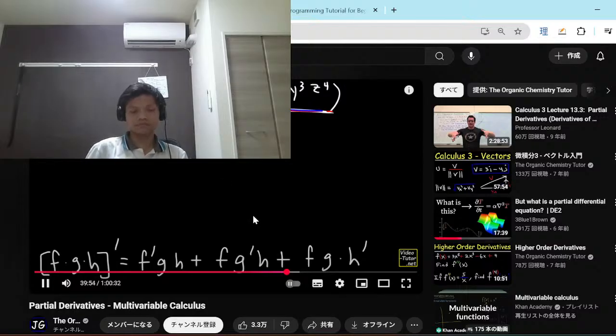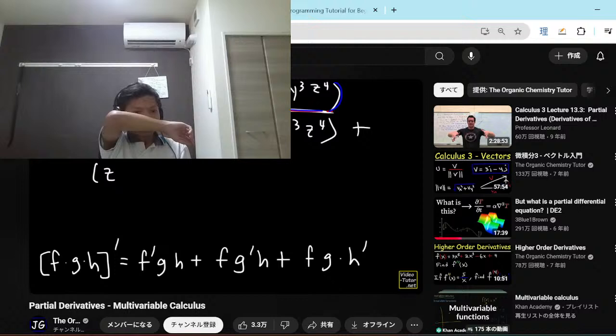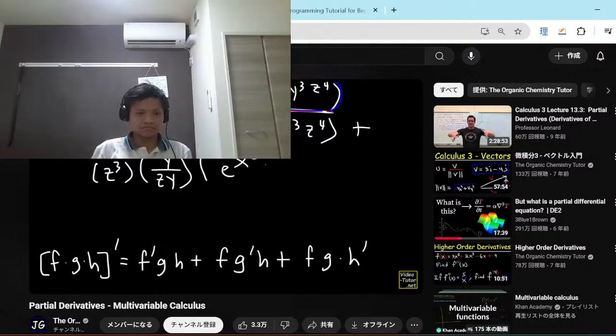So z to the third is basically f, ln zy is g, and h is the e raised to all of that stuff. So let's find f prime. That's going to be 3z squared times everything else, ln zy and e^(x² y³ z⁴), plus f, which is z to the third, times g prime. So that's going to be u prime over u. The derivative of zy with respect to z is simply y, divided by the stuff on the inside, which is zy, and then times e^(x² y³ z⁴).